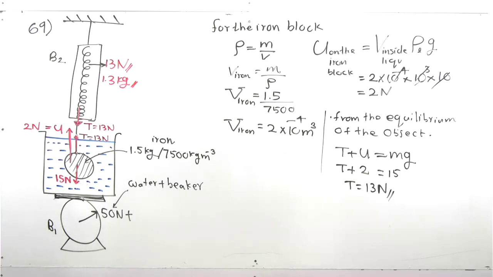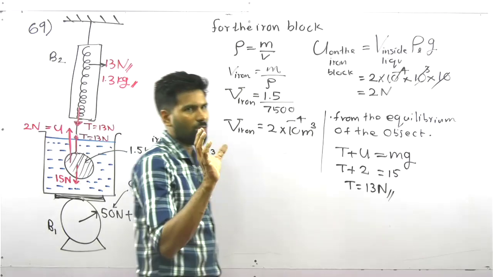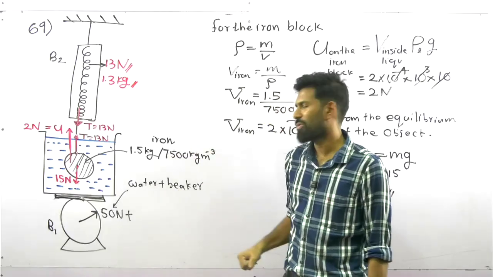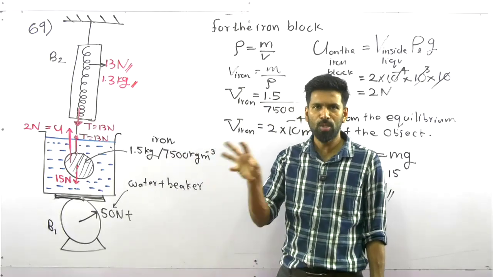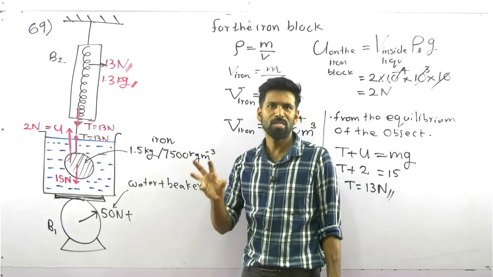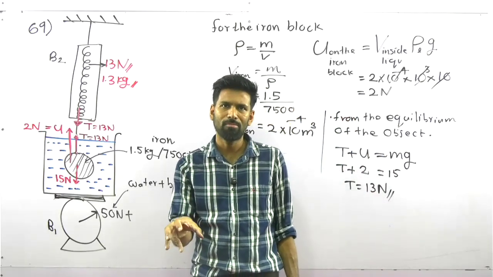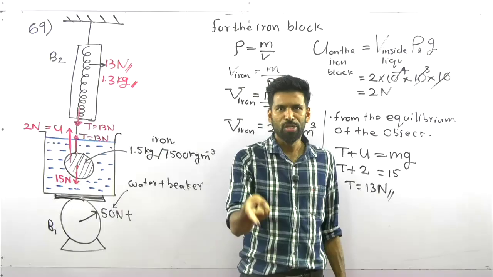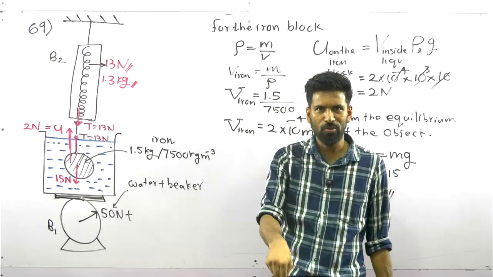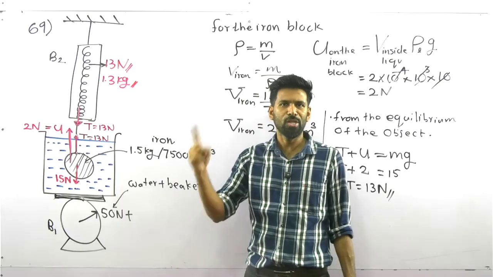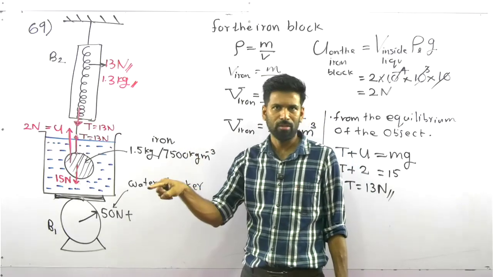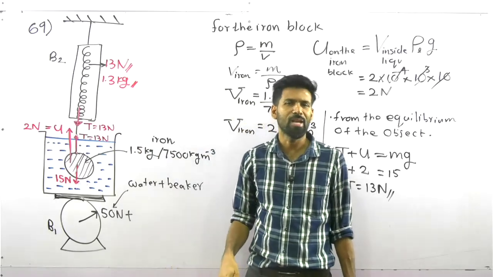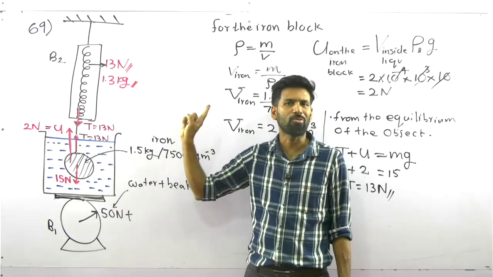Okay. What I did: they have given me the mass of the object plus the density of the object, so I found the volume of the object. I know it's fully immersed in the water. Using that volume times outside liquid density times g, I found the upthrust. Tension plus U is balanced by the weight of the object. From that, I found the tension acting upward on the object. It's acting downward on the spring, and that becomes the reading, 13 newtons, 1.3 kilograms.